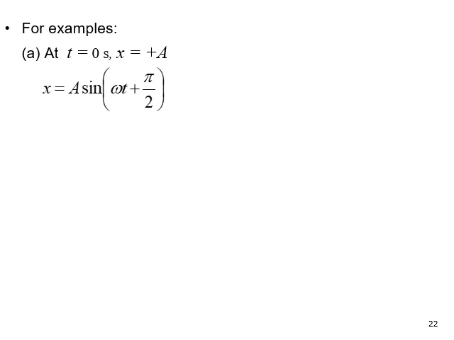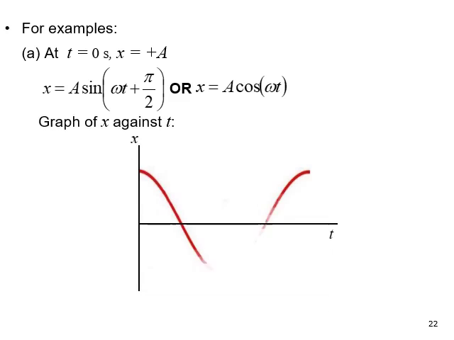Another example for graph displacement against time is at t equal to 0, x is not at equilibrium position but starts at positive A direction. So, the new expression is x equal to A sine omega t plus pi over 2 or x equal to A cos omega t. Hence, the shape of the graph for x becomes a positive cosine graph.